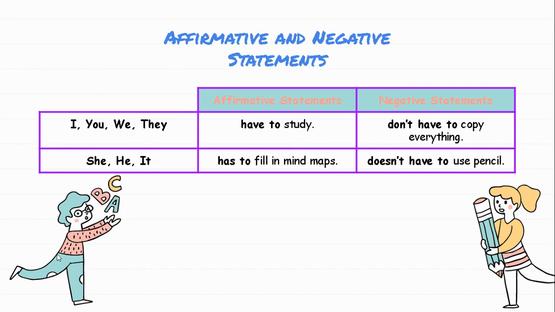So to look at it as a chart, affirmative and negative statements with I, you, we, they: we use have to when it's affirmative. And if it's the third person, she, he, it, we say she has to fill in mind maps, for example. But in the negative, I, you, we, or they don't have to copy everything. Or he, she, it doesn't have to use pencil.